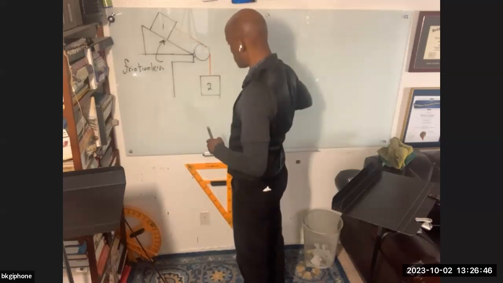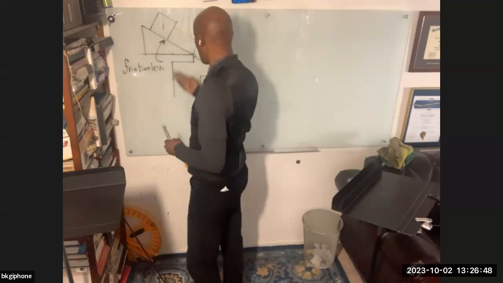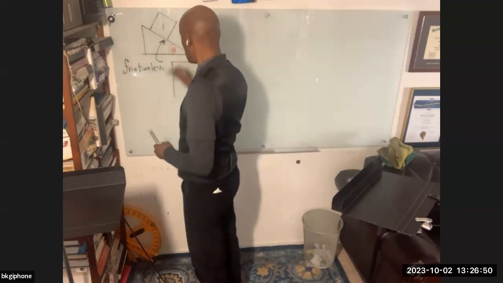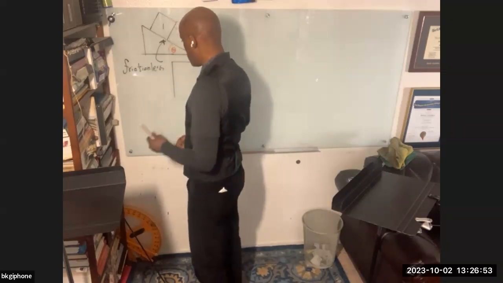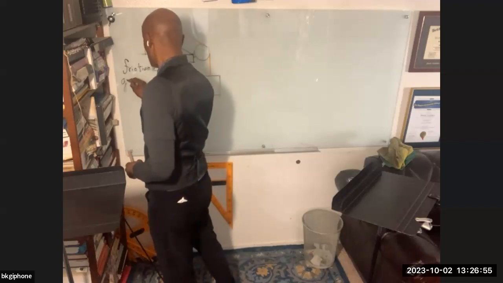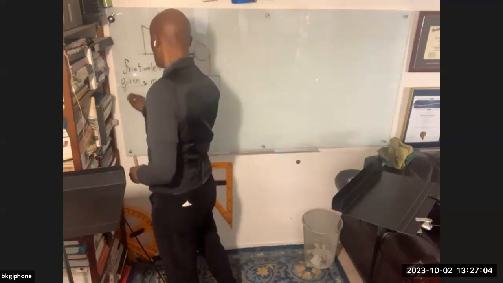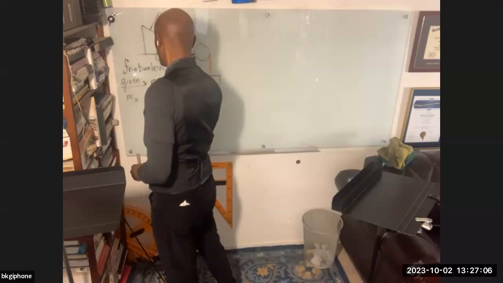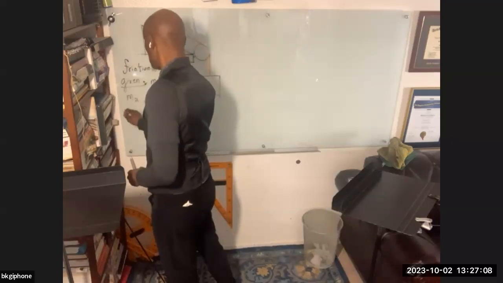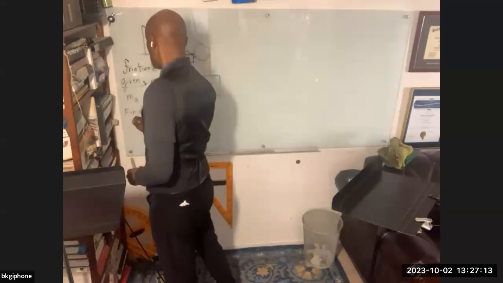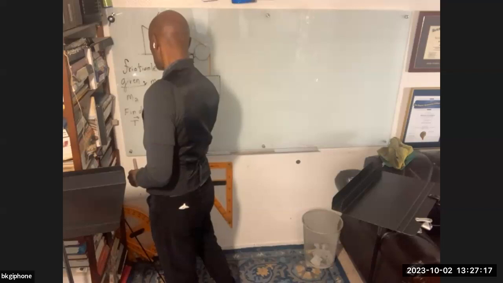So what is known is the plane angle, theta, and the two masses. That's all you know. So given M1, M2, and theta, we want to determine the tension in the string, and so the system tension and the system acceleration.